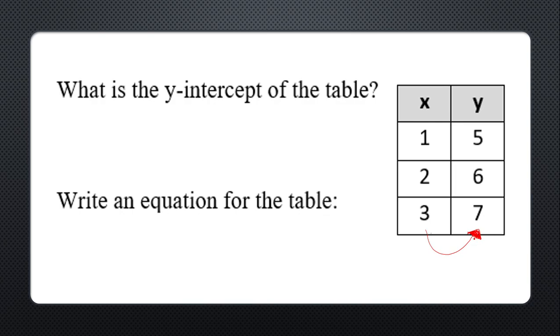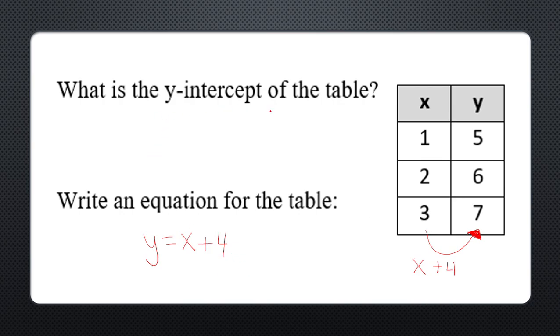So in this case, it is additive because to get from 1 to 5, I have to add 4, right? To get from 2 to 6, well, 2 plus 4 is 6, 3 plus 4 is 7, so we're adding 4. We're taking whatever x is, and we're adding 4. So our equation is y equals x plus 4.